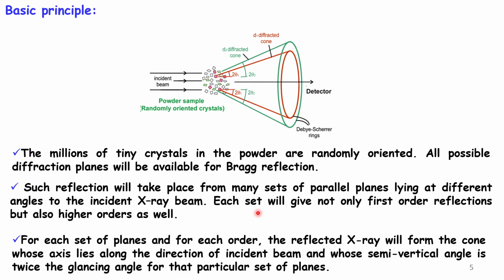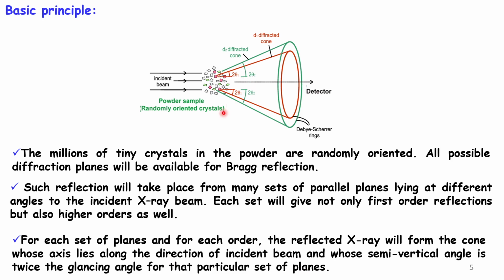When the incident X-ray beam is incident on this set of planes, then the reflected X-ray will form a cone, whose axis lies along the direction of the incident beam and whose semi-vertical angle is twice the glancing angle for the particular set of planes.